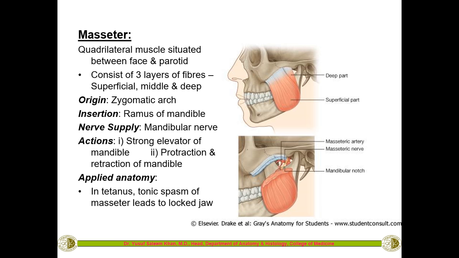Clinically, this muscle is important, especially in case of tetanus, where this muscle becomes tonic or spasmodic. At that time, this muscle leads to locking of the jaw. In tetanus, this muscle becomes very tight and strong, and it leads to a condition called locking of the jaw, where the oral cavity or the mouth cannot be opened because of the continuous contraction of this muscle. This is the masseter, and the condition is called locking of the jaw.